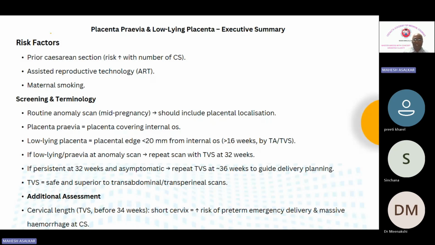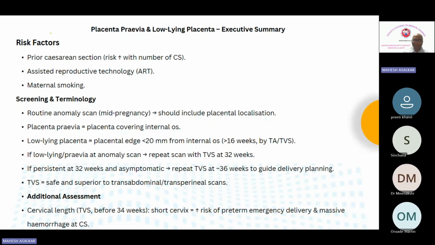Scan. What is the next step? Again, this is a question. The anomaly scan shows it is low-lying or it is a previa at that time. So what will be your advice? You need to repeat a TVS at 32 weeks. Okay, it is TVS at 32 weeks. Now, if the placenta persists at 32 weeks and the patient is asymptomatic, then we will repeat TVS again at 36 weeks to guide the delivery plan.